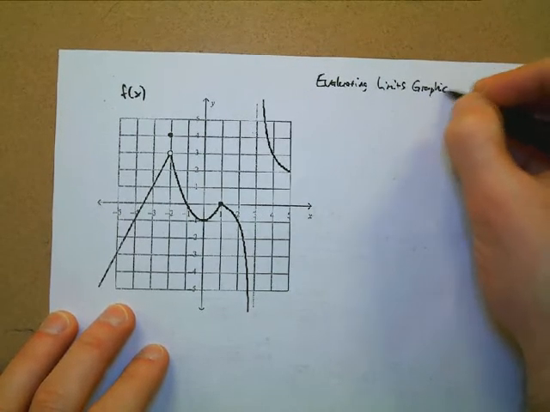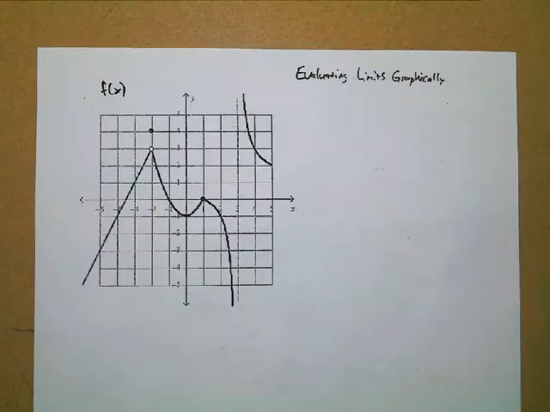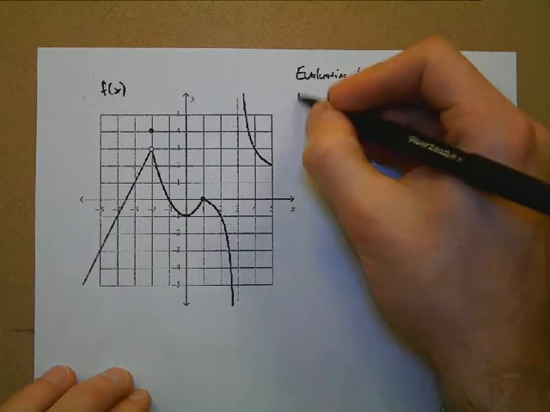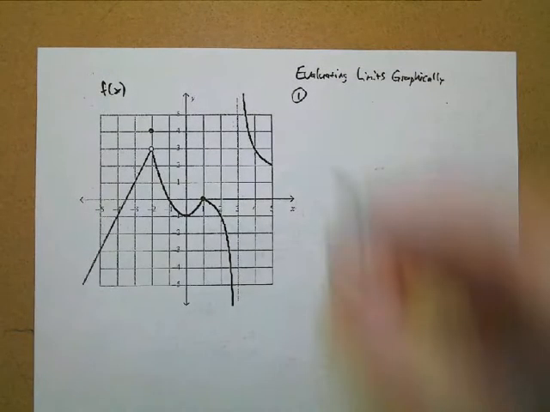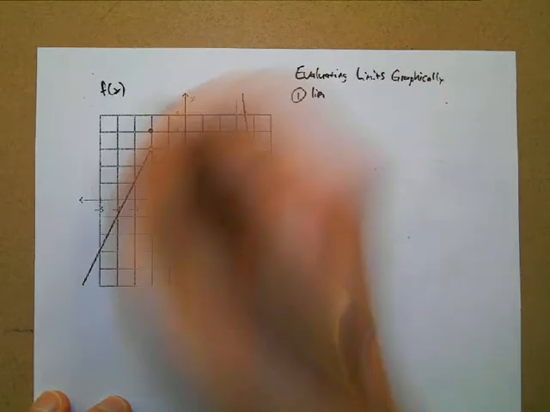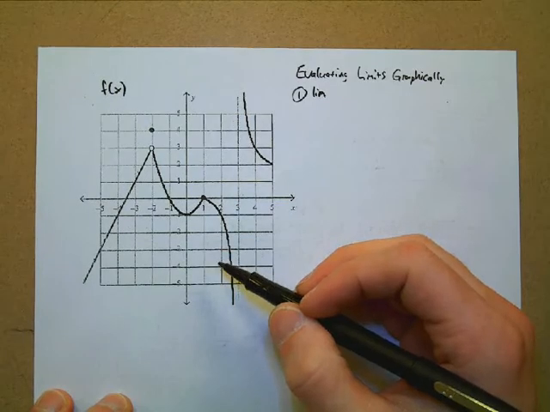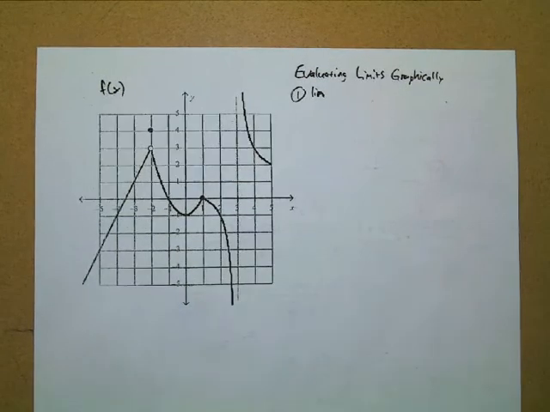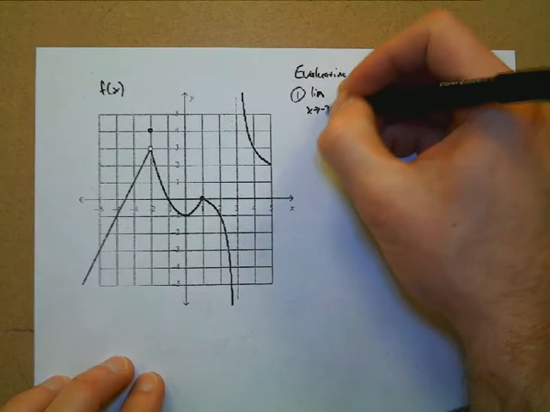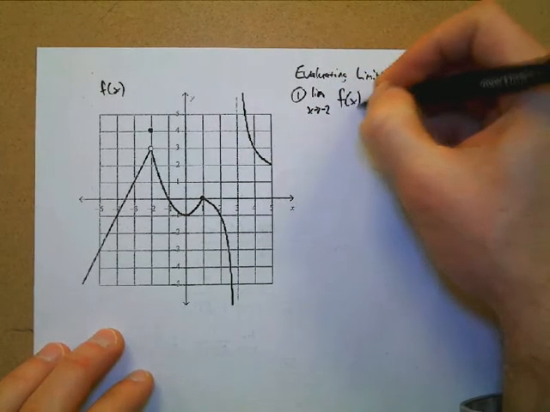So, number 1, let's just try evaluating the limit. Again, we'll call this function f of x, right? So this whole thing, taken in its entirety, will be called f of x, the function f of x. Most likely a piecewise function. And let's just say the limit as x approaches negative 2 of f of x.